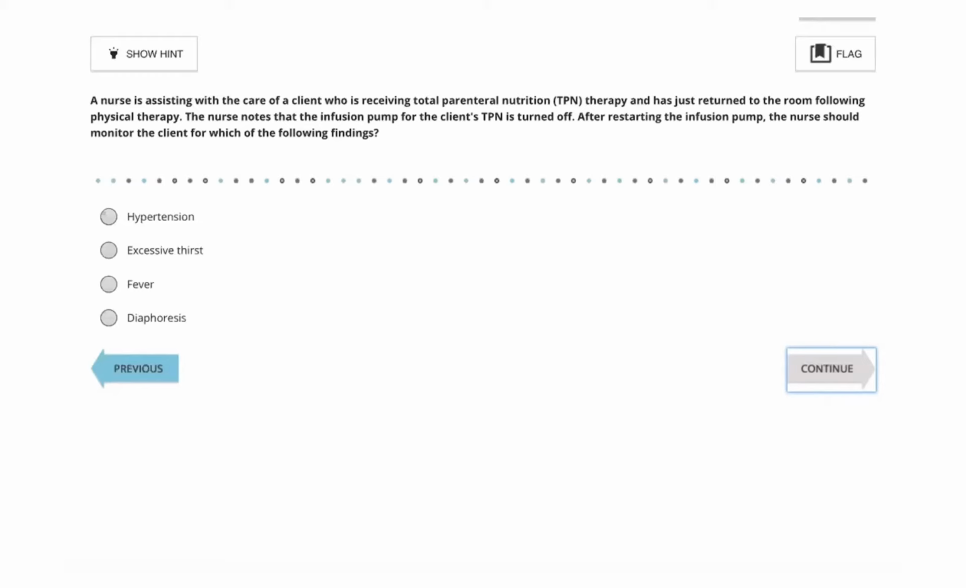Now, are you familiar with total parenteral nutrition? Is it not the same thing as the G tube? No, it's different, but it's related to nutrition in that same regard. Okay. Let me explain, okay?